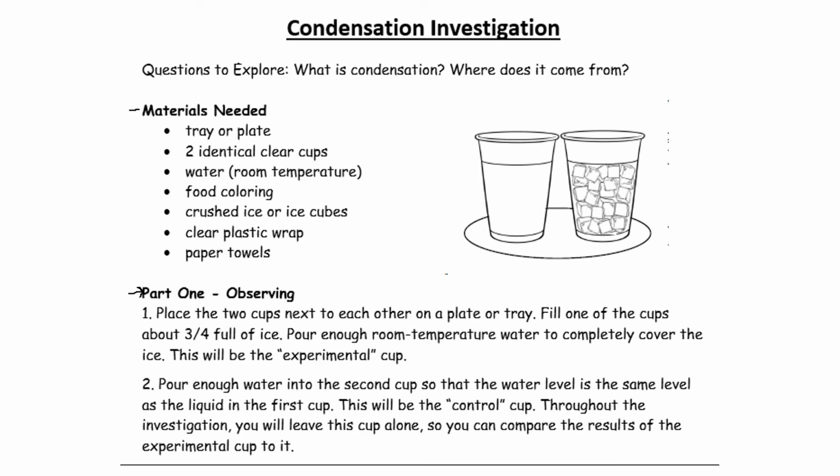And then the other cup is going to be just water, no ice. Okay, so the second cup, you're going to pour the water level the same as the liquid in the first cup. This is going to be your control cup. Throughout the investigation, you're going to leave your control cup the same. Don't mess with it. And then you're going to experiment with your experimental cup.